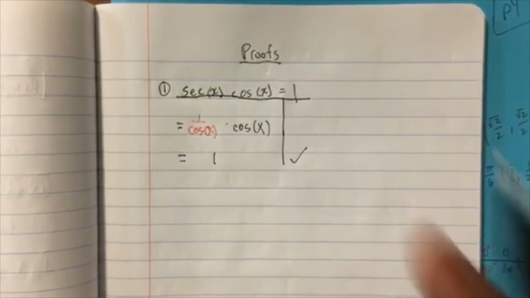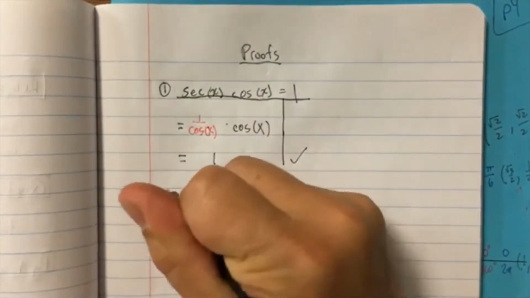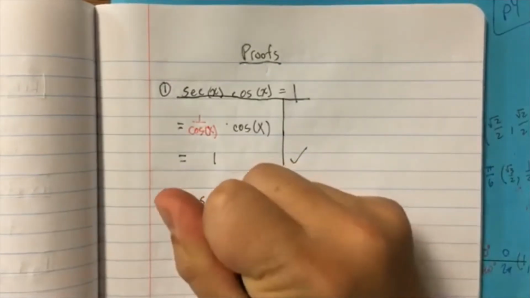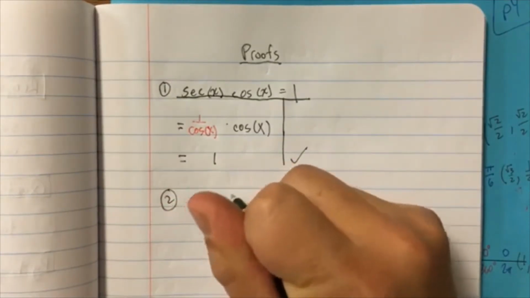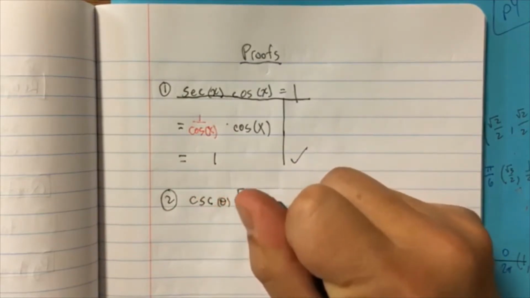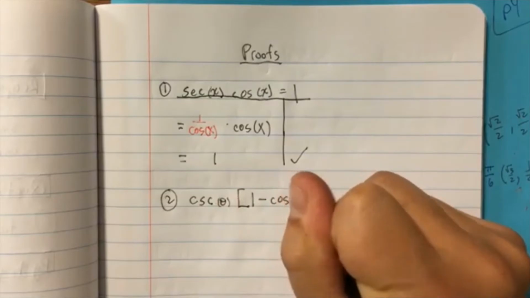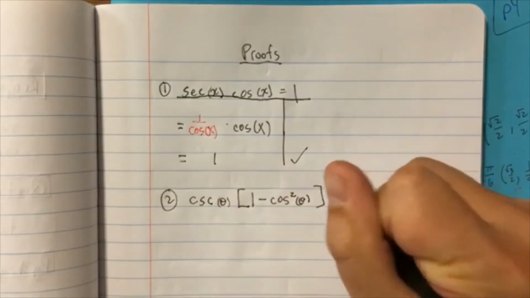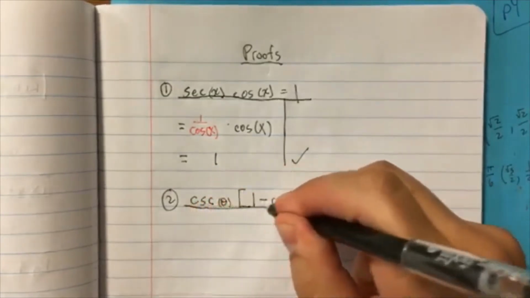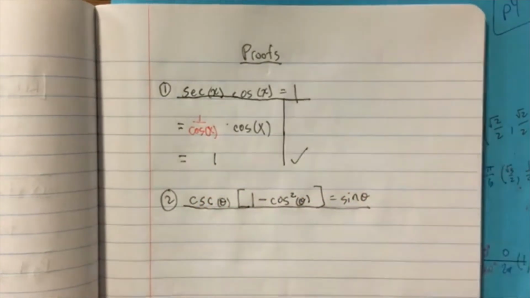All right, let's do another one. These are going to progressively get more difficult. So let's say I had cosecant of theta times, in parentheses, 1 minus cosine squared theta equals sine theta. The fun stuff. All right, which side looks more complicated? Probably the left side, yeah? There's just more going on there.